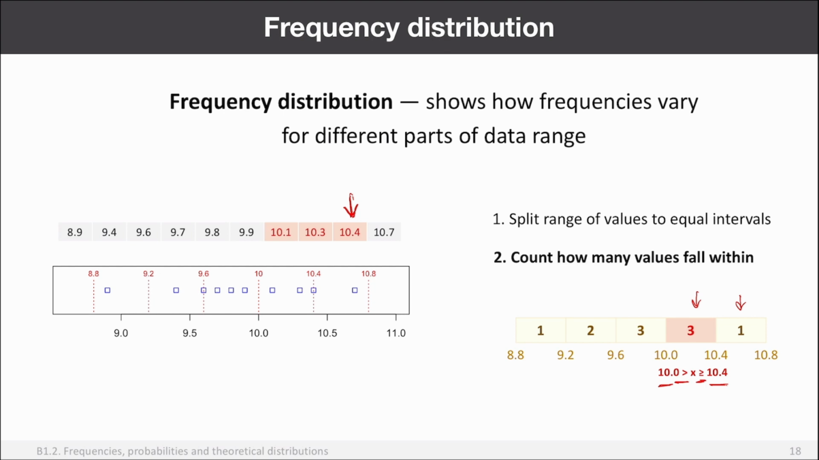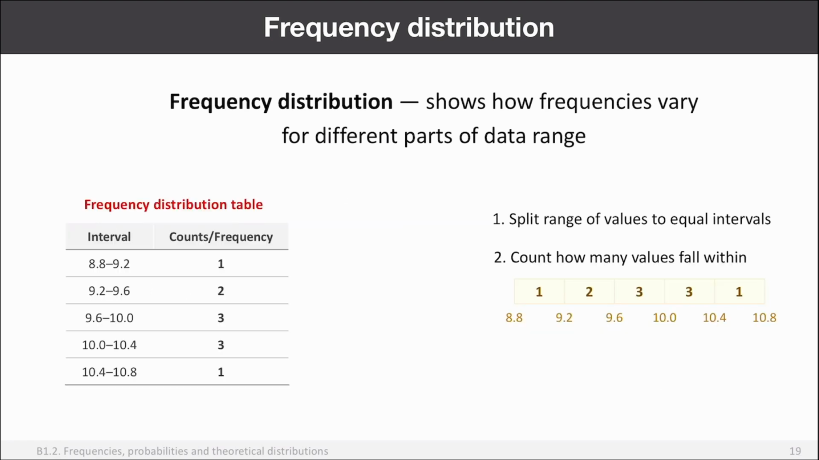So in this case, this is why we have 3 here, and this is also why we have 2 here, because 9.6, you can see 9.6, it's included because it's on the right boundary. It's included in this interval, but if it were on the left boundary, it's not included.